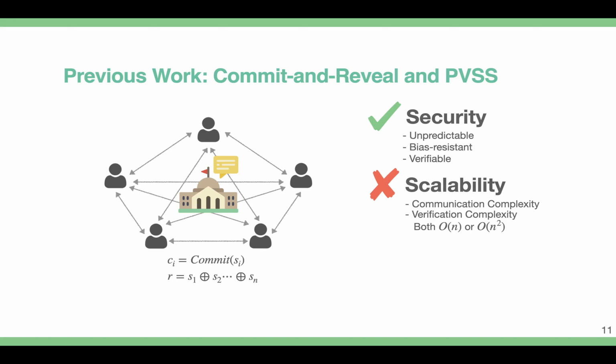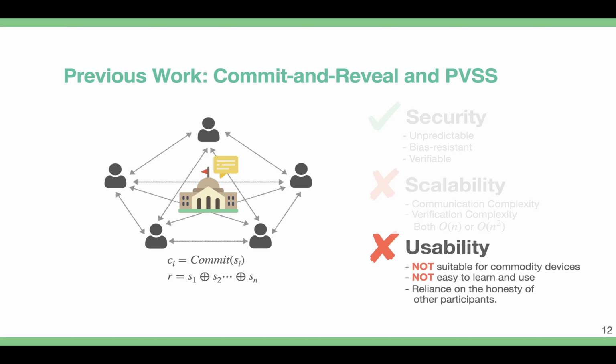However, these protocols still have limited scalability because they require multiple phases of interactions. In addition, protocols based on PBFT assume that the majority of the nodes in the system are honest, and the reliance on the honest majority also greatly impacts the usability.